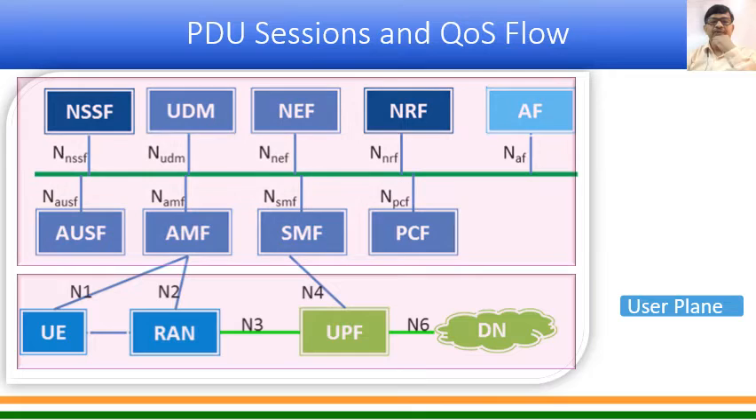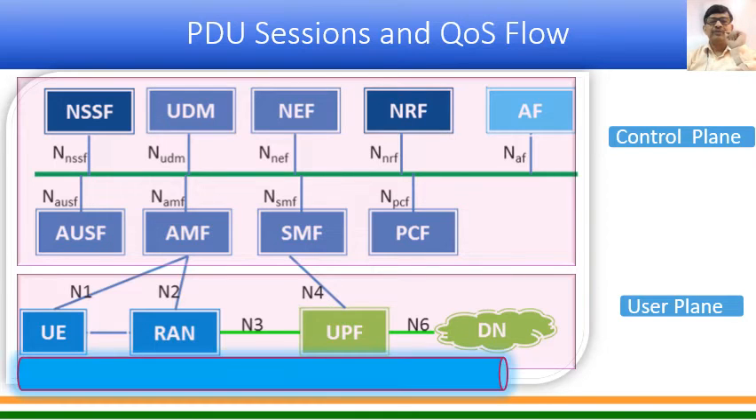So this is the user plane, and the upper part is the control plane. When I'm talking about a PDU session, it has to be in the user plane, where the user data flow happens. So this particular pipe you see is a PDU session. It's nothing but a series of connections from user equipment to RAN to UPF to the data network itself. So the end-to-end connection is called a PDU session.